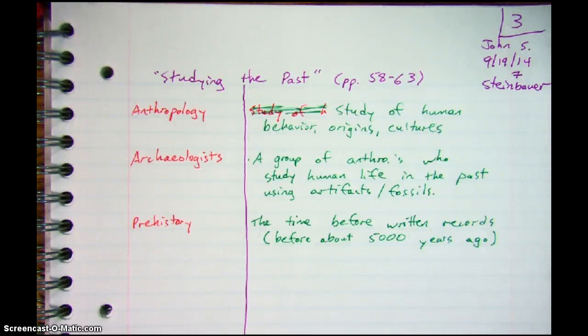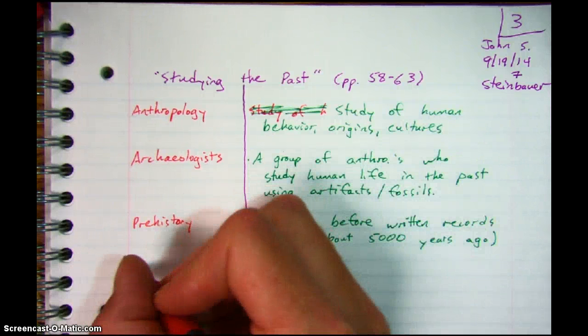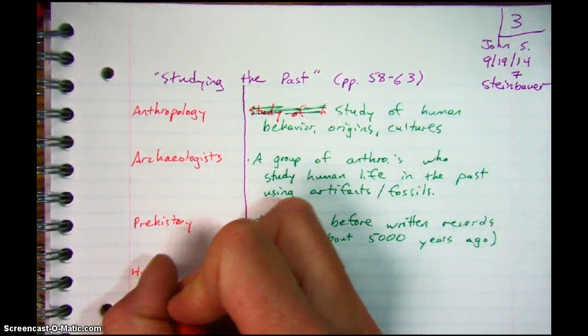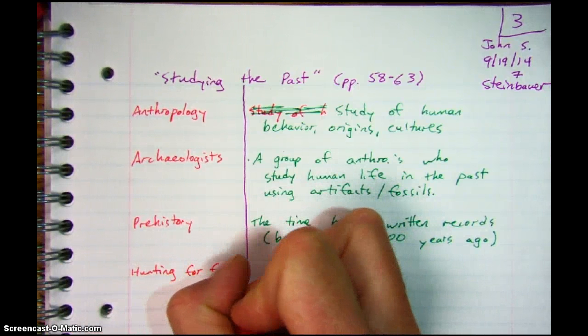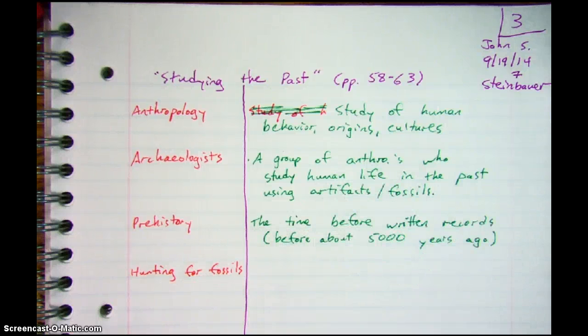Okay, the next cue is a little different. I'm going to use the blue subheading near the bottom of page 58, and that one said hunting for fossils. This one's more about a level 2 idea, I guess you could say, than just a term. Hunting for fossils.